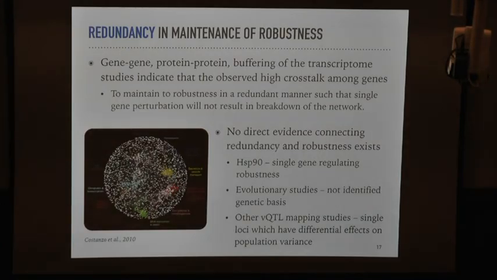People have proposed several other ideas, and they have indicated that there should be several more robustness molecular genes, but they haven't really identified any genetic basis for it. And previous VQTL studies have really not been able to ascertain the genetic basis of this genetic network of regulating robustness.